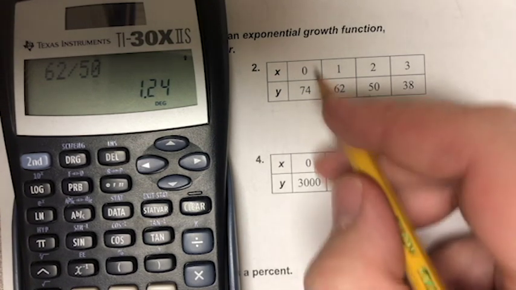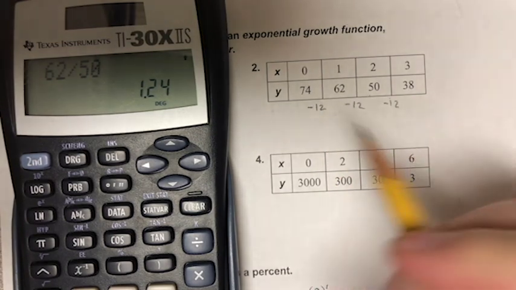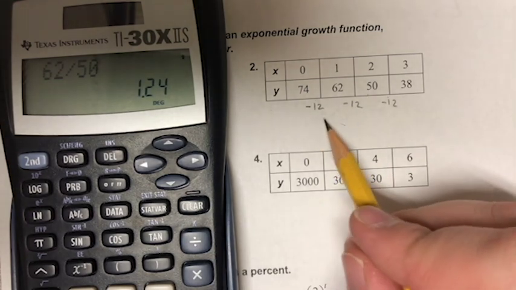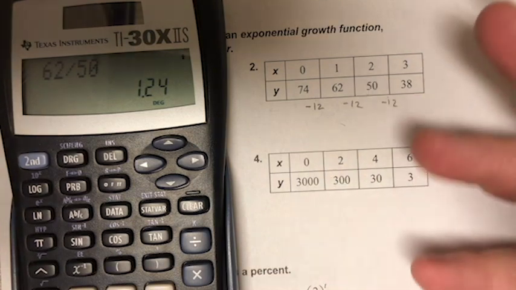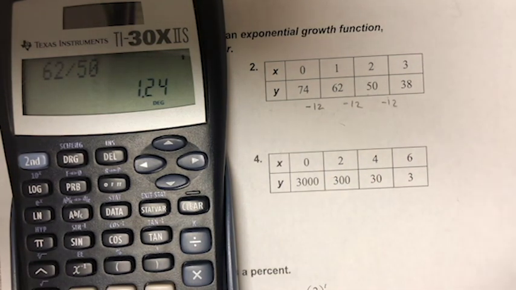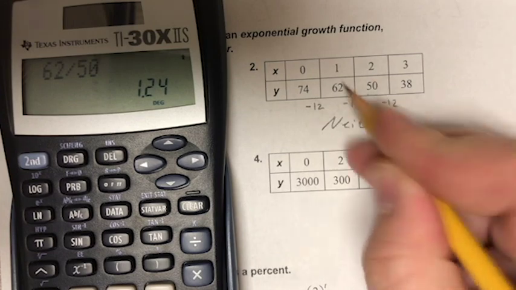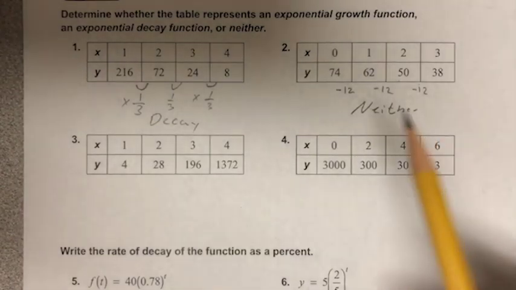But another way I can look at it is that I'm actually subtracting 12 each time. Even though it is a decay, it is not exponential because I'm not dividing by the same thing each time. I'm not decreasing by the same decay factor. So this is neither. If we were to be honest about it, this is actually a linear equation that we have right here.